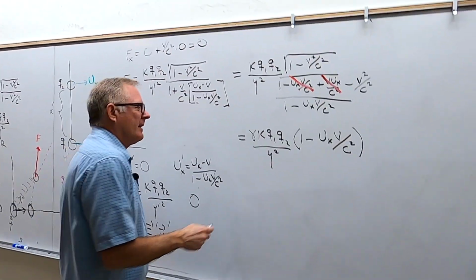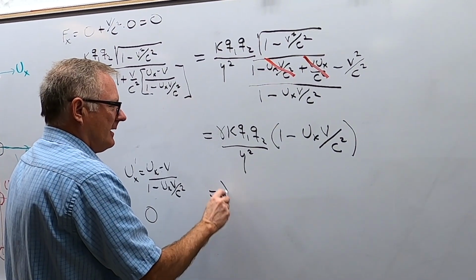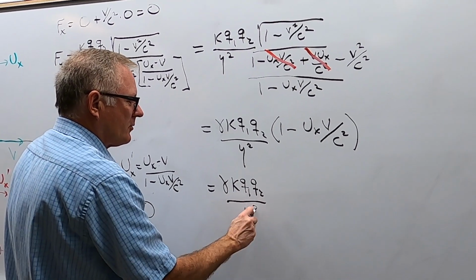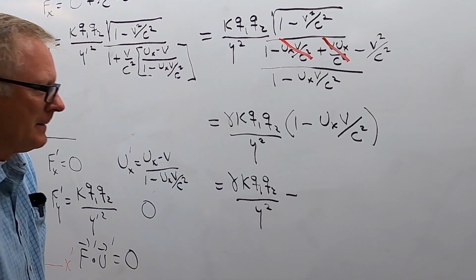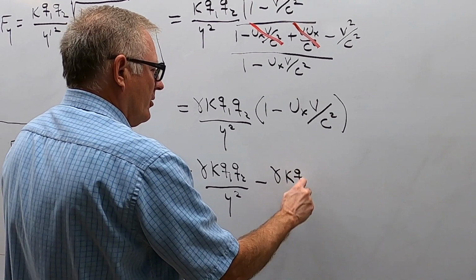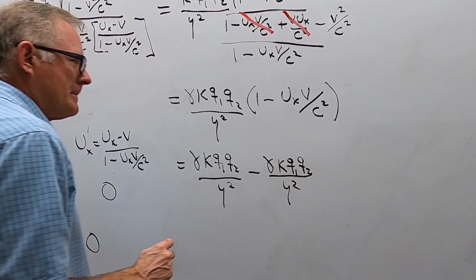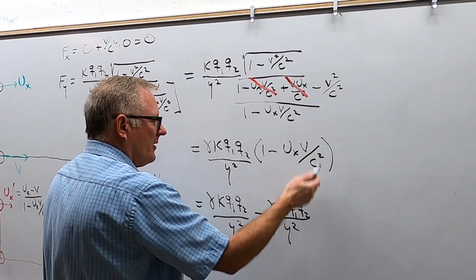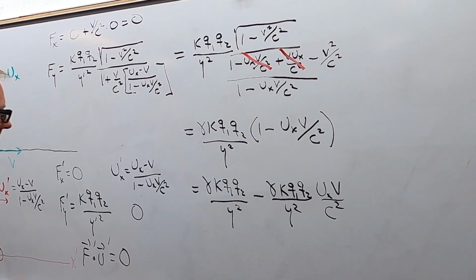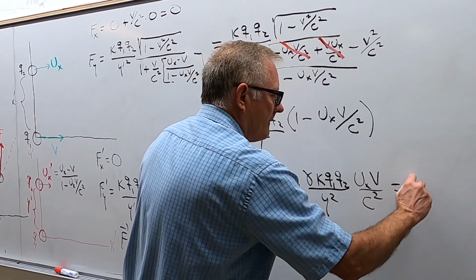Okay, now I'm just going to distribute this thing through. So this is gamma k q1 q2 all over y squared minus gamma k q1 q2 all over y squared times uxv over c squared. Okay, so this is my new fy right here.